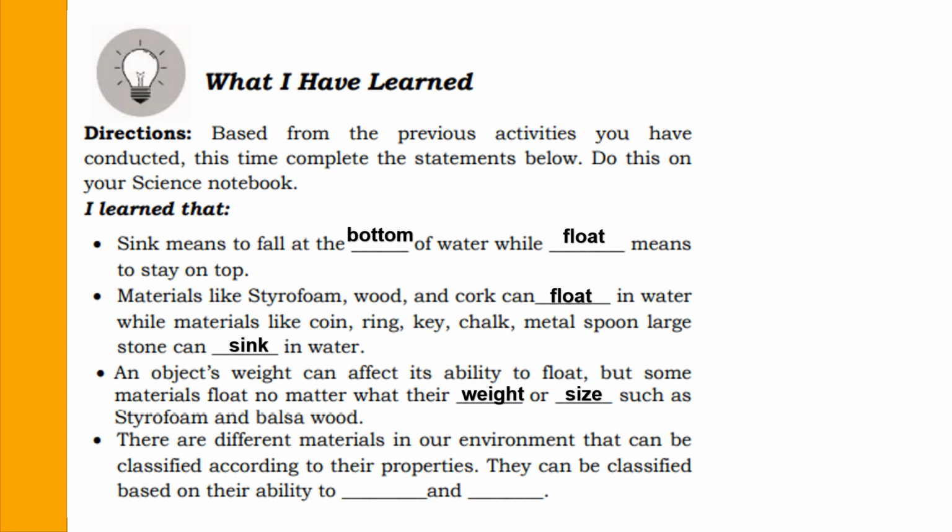There are different materials in our environment that can be classified according to their properties. They can be classified based on their ability to blank and blank. What is your answer? Correct. They can be classified based on their ability to float and sink.